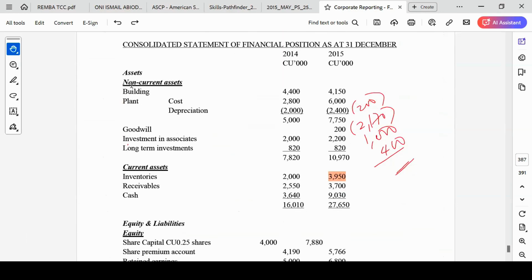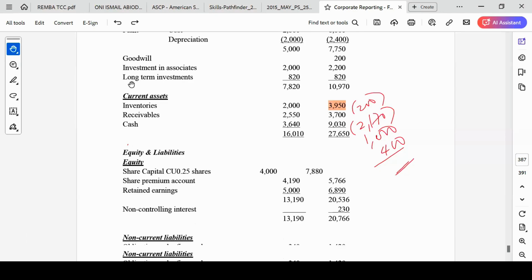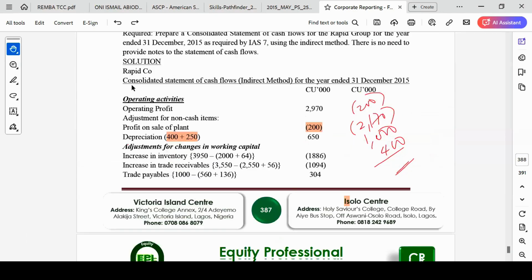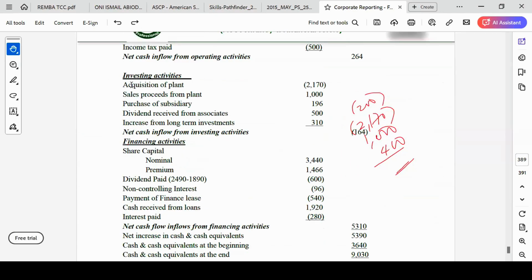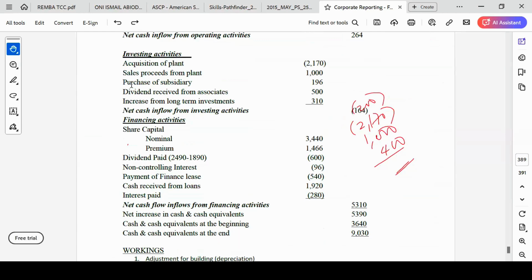What's the next item? Investments in associates. Okay, did we make an investment in associates? We made it, yes, in the past. And we received dividend. That was on their chart. Excellent. We received dividend from associate, okay?